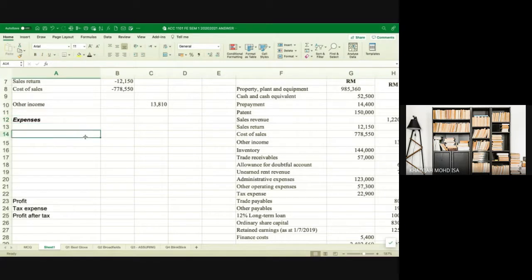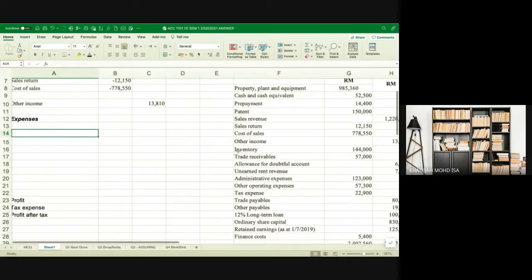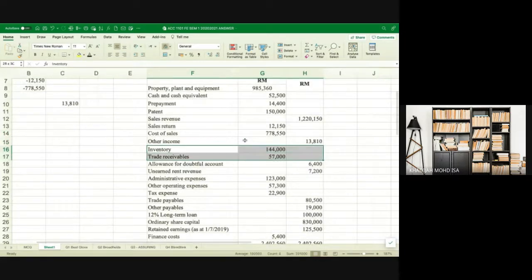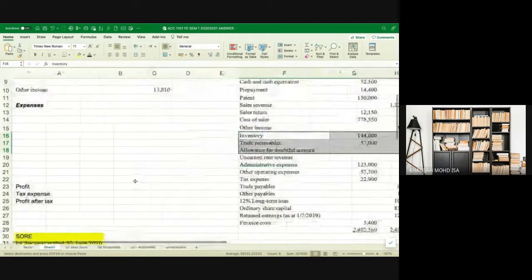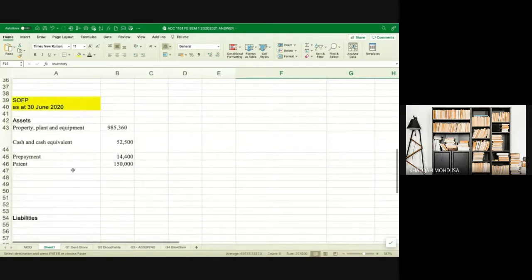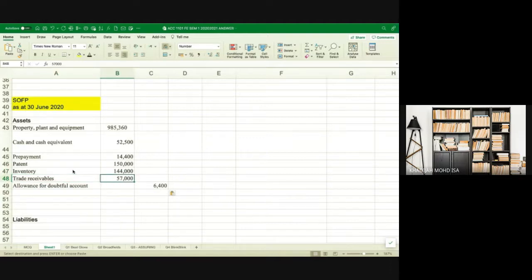Okay, now put in what else? You have under income done, then you have your inventory. So what are these? Inventory, trade receivable, allowance. Where would that appear? It would be under my asset as well, right? It's just that for my allowance, I'm going to put a bracket here. So it means that it's a negative. So I just put a negative there.